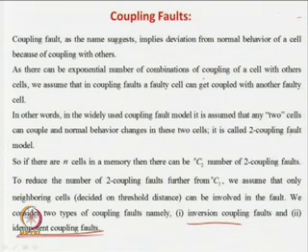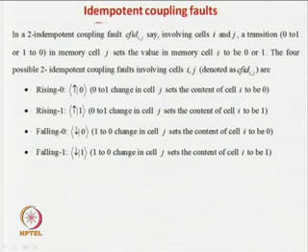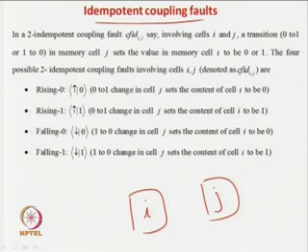The other type is idempotent coupling faults. Idempotent coupling faults are a bit different. So what is the idea? In this case again there are two cells, cell I and cell J. This is the coupling cell, this is the coupled cell, this is normal, and this actually causes a fault effect.